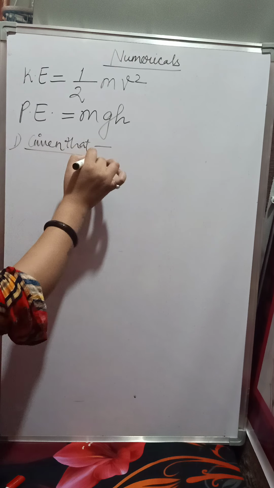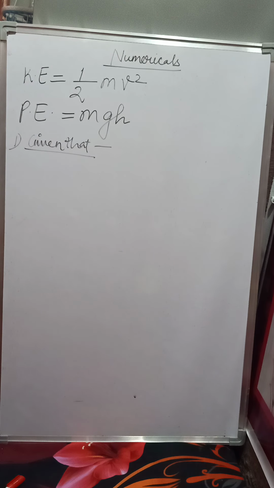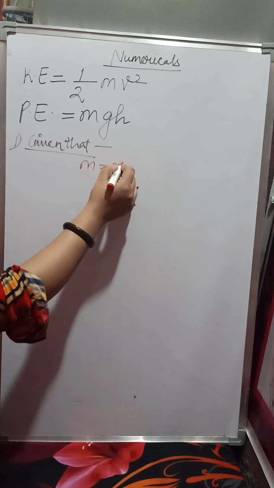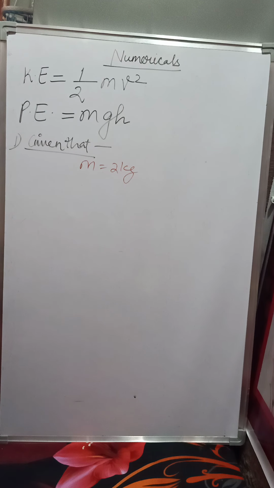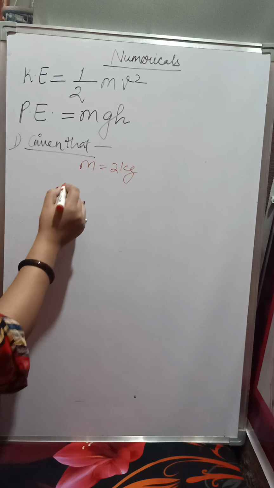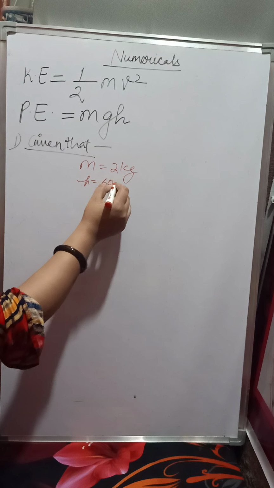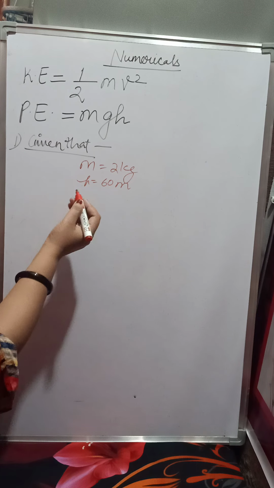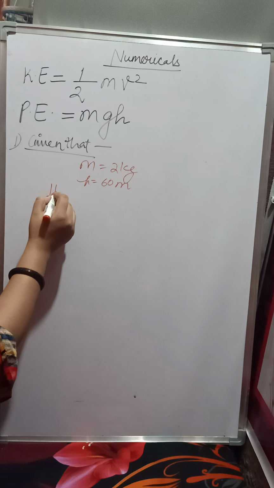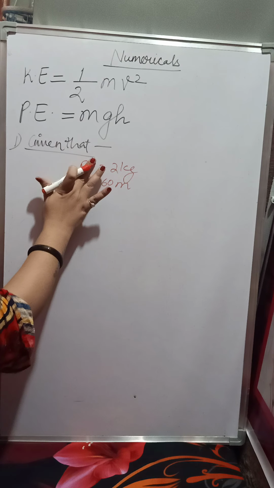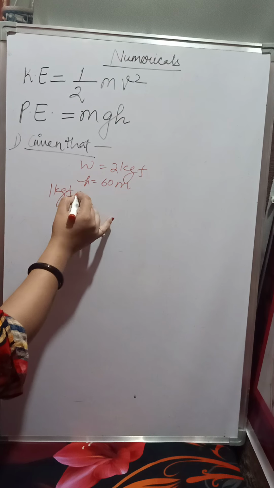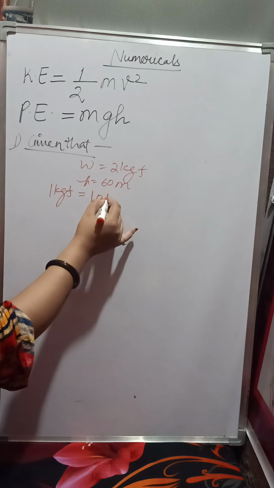Given that the weight of the stone is 2 kilogram force, it means the mass is 2 kilogram. It is placed at a height of 60 meter, and it is given that 1 kilogram force is equal to 10 Newton. Here the weight is given as 2 kilogram force. 1 kilogram force is equal to 10 Newton. It is given.